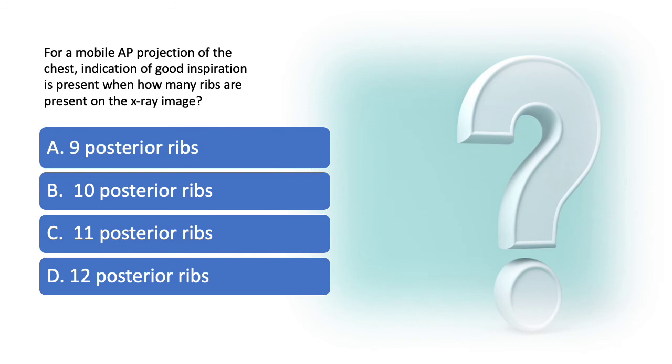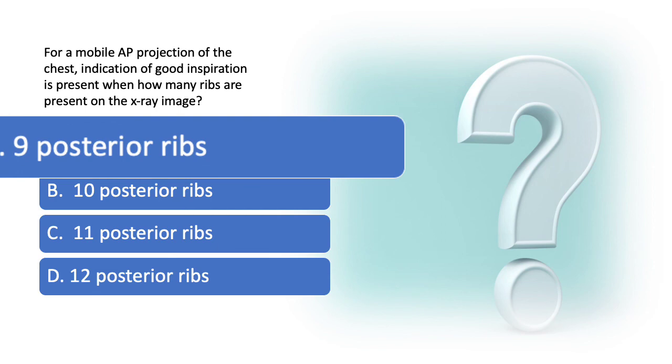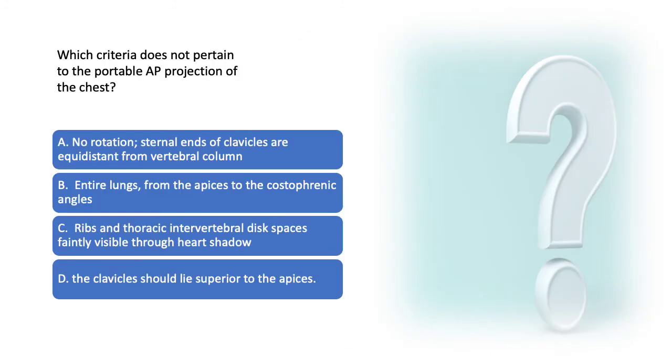For a mobile AP projection of the chest, indication of good inspiration is present when how many ribs are present on the image? Is it A, 9 posterior ribs, B, 10, C, 11, or D, 12? If you said A, 9 posterior ribs, you are correct. At least 9 posterior ribs need to be included on the X-ray image.